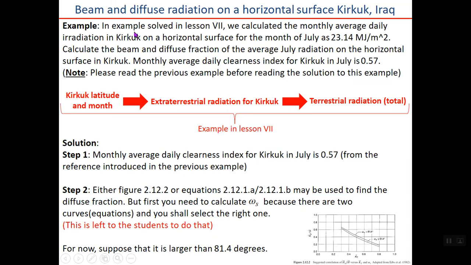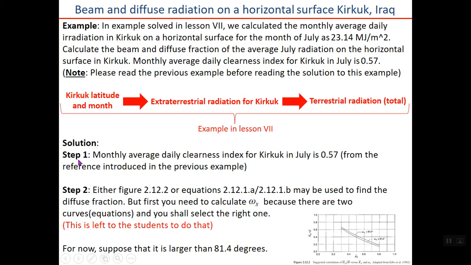In the example solved in lesson 7, we calculated the monthly average daily radiation in Kirkuk on a horizontal surface for the month of July as 23 megajoule per square meter. Calculate the beam and diffuse fraction of the average July radiation on the horizontal surface in Kirkuk. The monthly average daily clearness index for Kirkuk in July was 0.57. This is also from the previous example. So we want to know what part of this 23 is diffuse and what part is direct. For example, 3 megajoule per square meter is direct and 20 megajoule per square meter is diffuse.